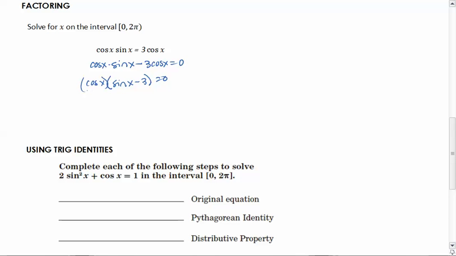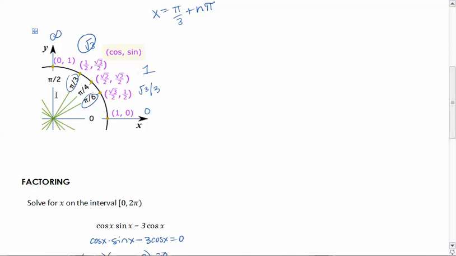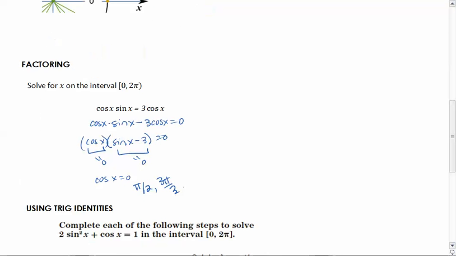So this equation will be true when either this equals 0 or when this equals 0. Either when cosine x equals 0 or when sine x minus 3 equals 0. That's when our equation will be true. So cosine of x equals 0. When does this happen? Well, again, let's go back to our unit circle. We know here at pi over 2, our cosine, our x value, is 0. So it happens at pi over 2, and it's also going to happen at 3 pi over 2. We only care about from 0 to 2 pi. So for this x, that's pi over 2 and 3 pi over 2.